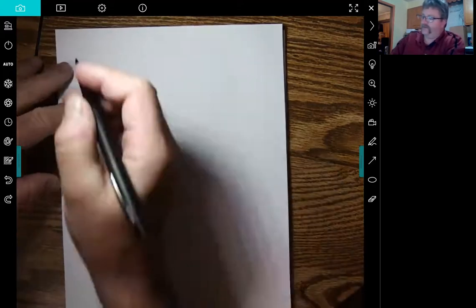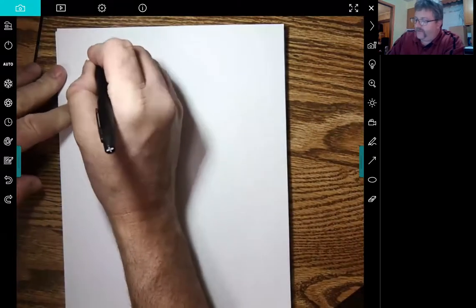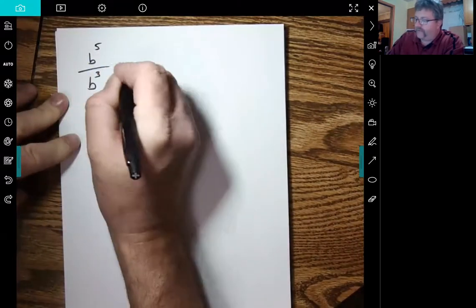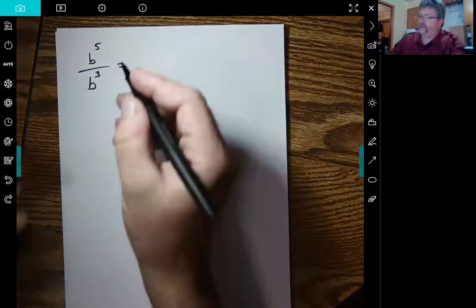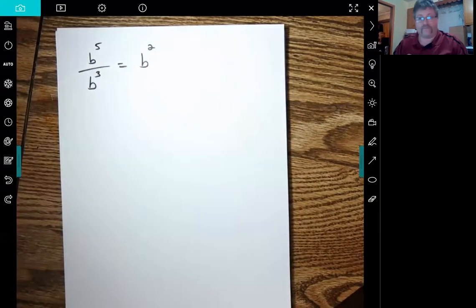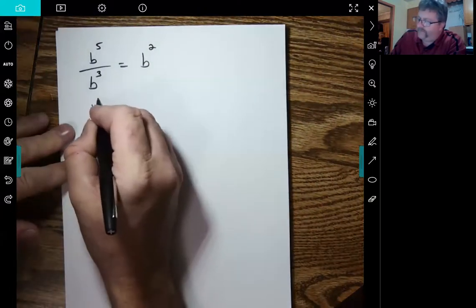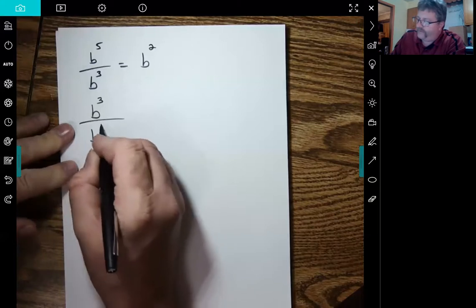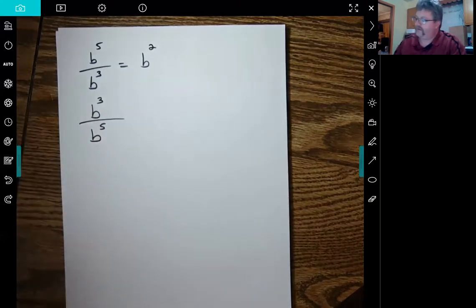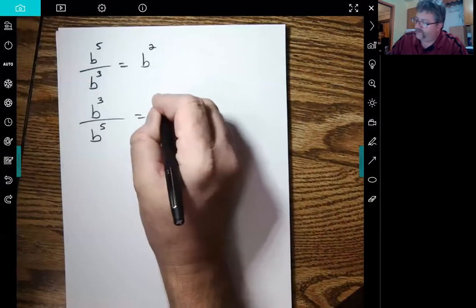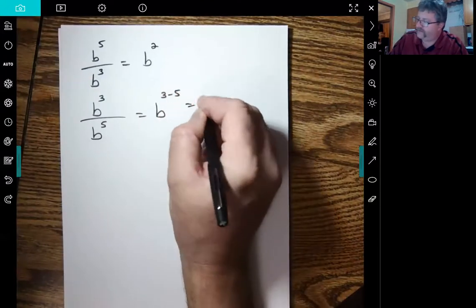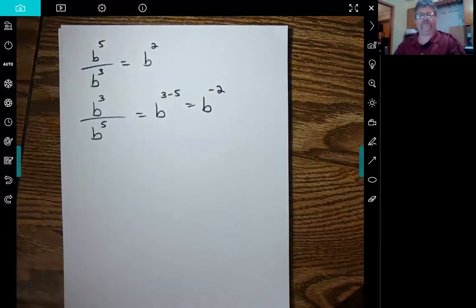In this video, we did some dividing polynomials in the last video, and we can still think of that. If I just divided b to the power of 5 over b to the power of 3, we subtract those exponents and we get b to the power of 2, right? Okay, no problem. Well, what if I went the other way around here? What if it was b to the power of 3 over b to the power of 5? Well, I subtract the exponents and I get b to the negative 2. Okay, b to the negative 2.